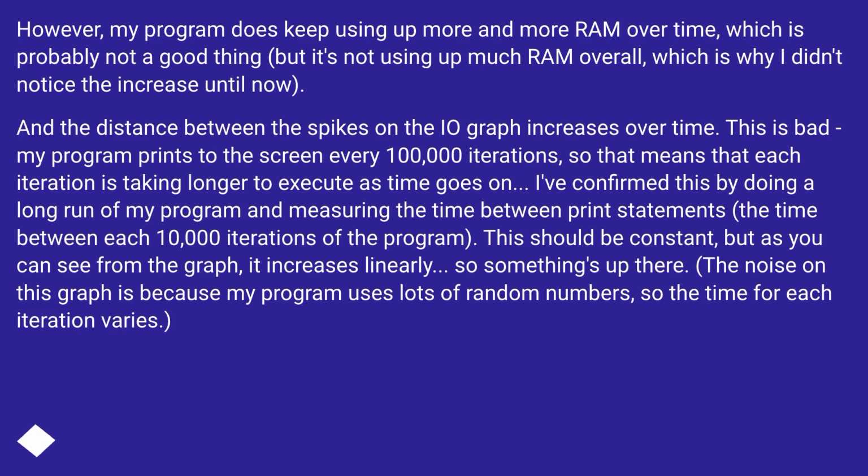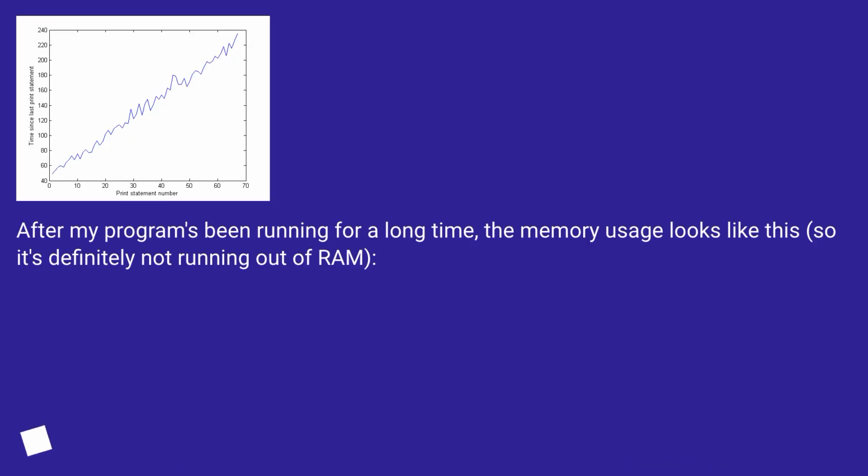I've confirmed this by doing a long run of my program and measuring the time between print statements, the time between each 10,000 iterations of the program. This should be constant, but as you can see from the graph, it increases linearly. So something's up there. The noise on this graph is because my program uses lots of random numbers, so the time for each iteration varies. After my program's been running for a long time, the memory usage looks like this, so it's definitely not running out of RAM.